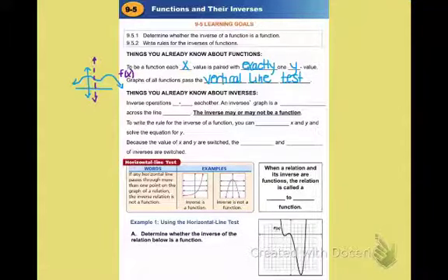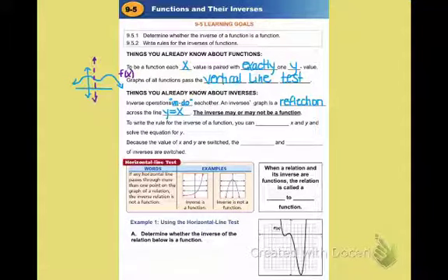What do we know about inverses? Well, we know that inverse operations undo each other. For instance, squaring undoes square rooting and vice versa. Multiplying undoes dividing and so on. Those are inverse operations. An inverse's graph is a reflection across the line y equals x. So that was one way we used to verify that these relations were inverses of each other, by looking at their graphs and seeing if the graphs were in fact reflections of each other over that line y equals x.